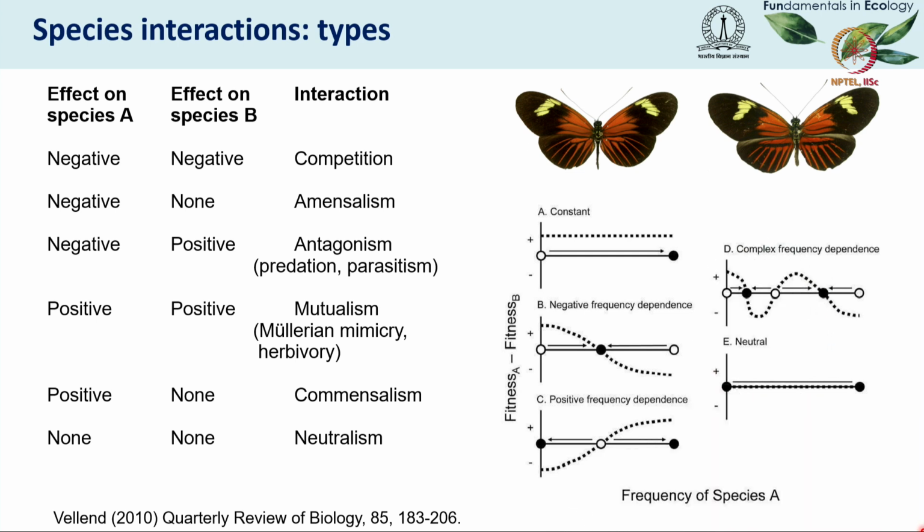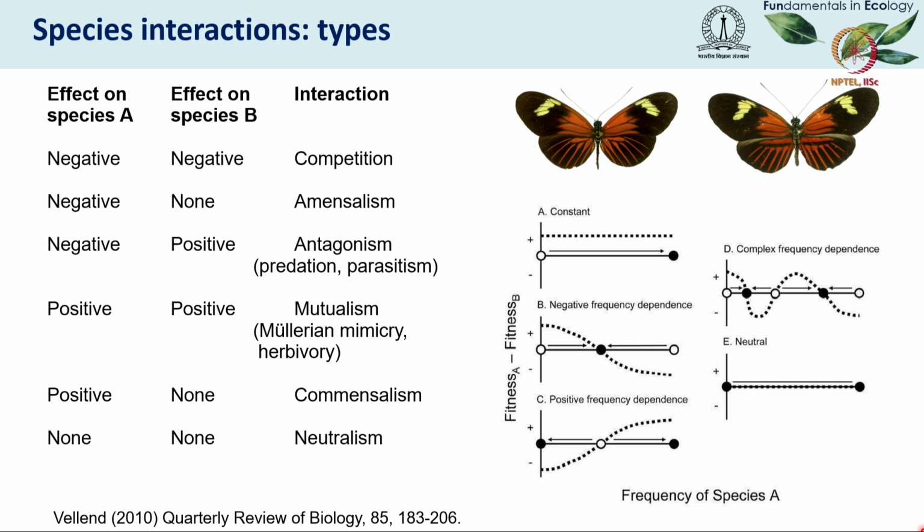And so you can ask, if I add one individual of species A to this community, what is the effect that has on the per capita growth rate of species B? If that effect is positive, then that is a facilitative interaction. That could be commensalism or it could be a mutualism. If that effect is negative, then that could be either because of predation or because of competition. And we will talk in more detail about predation and competition in upcoming lectures.